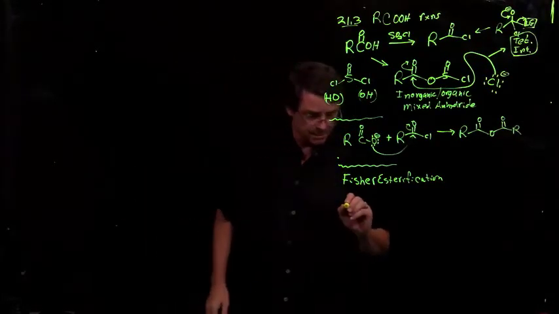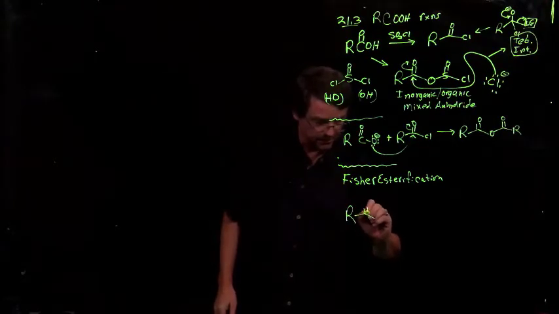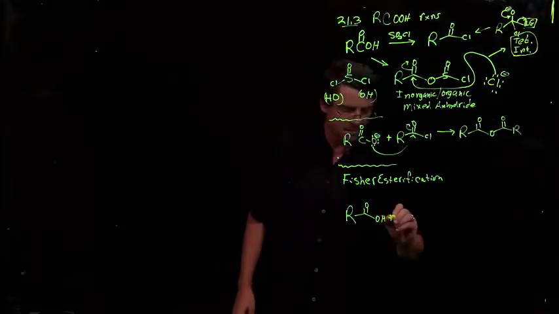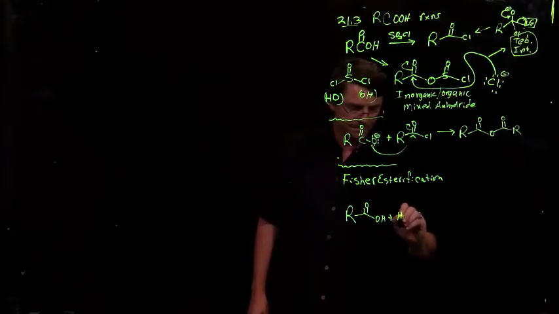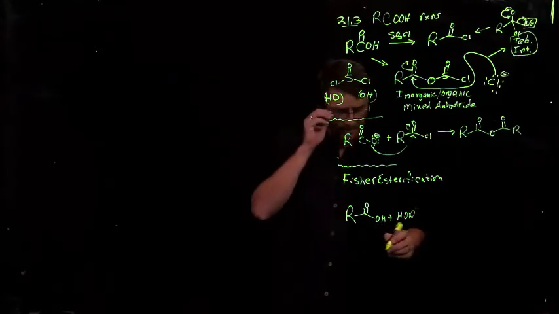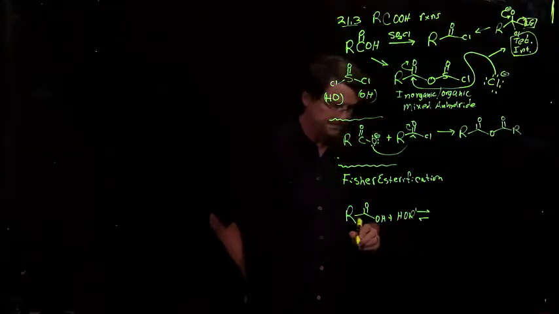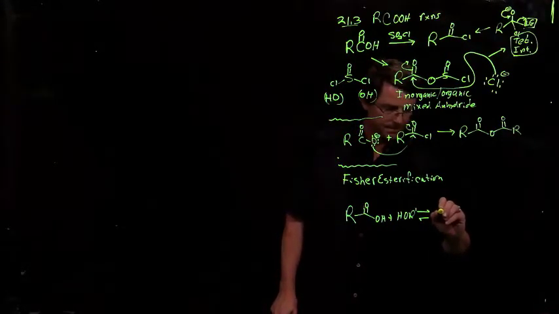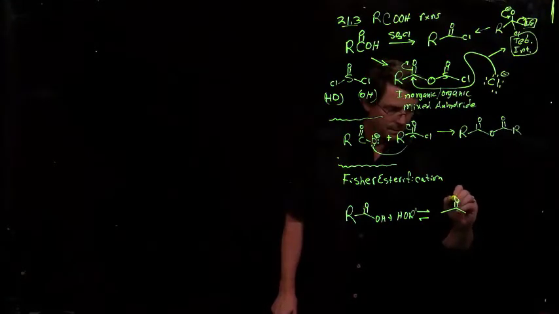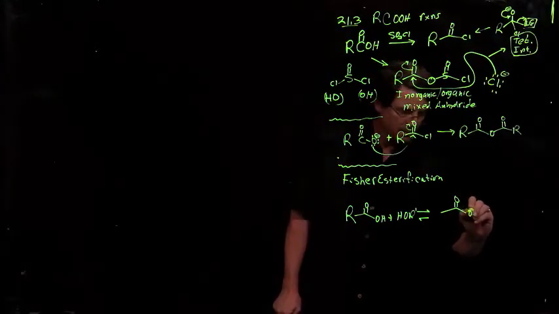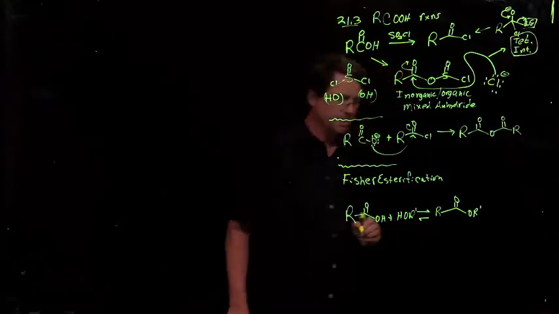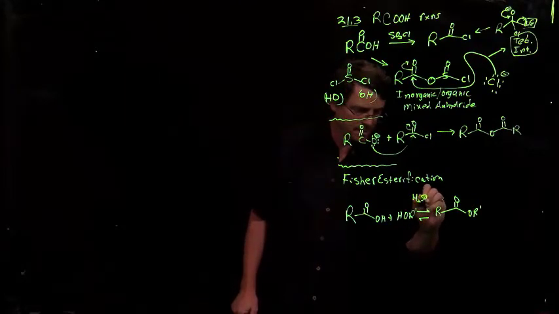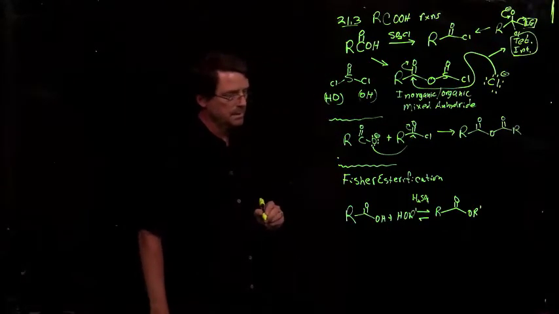In the Fischer esterification reaction, we take a carboxylic acid plus an alcohol, and we produce the ester product. Now notice I drew these arrows as an equilibrium. This is an acid catalyzed process with sulfuric acid.